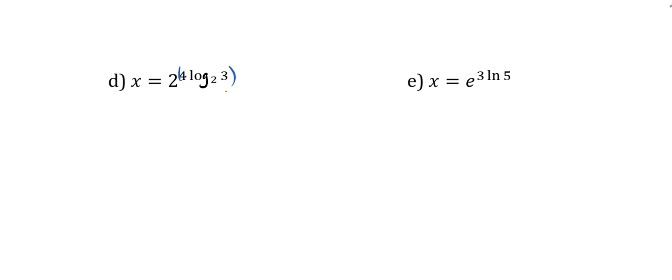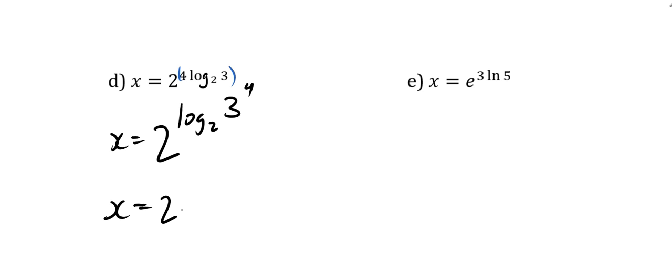Well, that exponent can just be evaluated, can't it? But there's a trick that I could also do here. So let's do this. x equals 2 to the log base 2 of 3 to the 4. Does anybody know what 3 to the 4 is? 81. And does anybody know what 2 to the exponent log base 2 of 81 is?